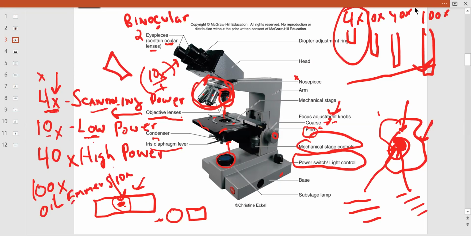But we can see our blood cells. If we looked at our blood cells, we could see the difference between a red blood cell, a platelet, and a white blood cell under a microscope. It's crazy stuff, right?